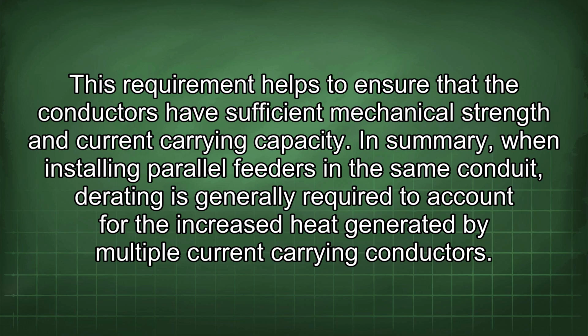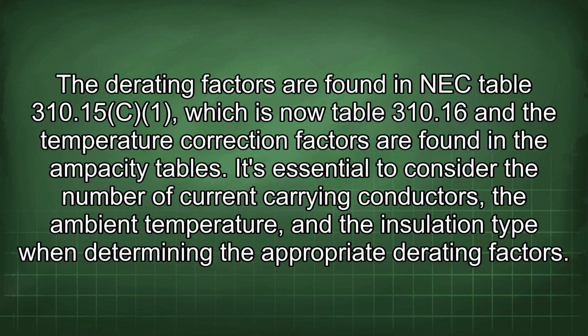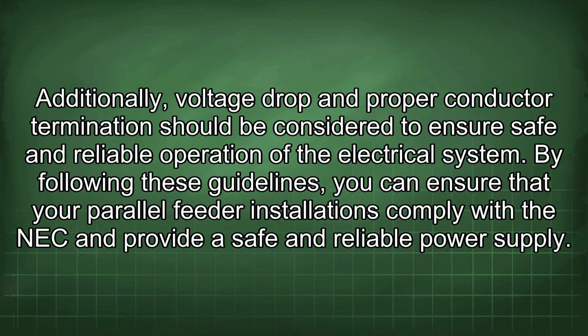In summary, when installing parallel feeders in the same conduit, derating is generally required to account for the increased heat generated by multiple current carrying conductors. The derating factors are found in NEC Table 310.15, which is now Table 310.16, and the temperature correction factors are found in the ampacity tables. It's essential to consider the number of current carrying conductors, the ambient temperature, and the insulation type when determining the appropriate derating factors. Additionally, voltage drop and proper conductor termination should be considered to ensure safe and reliable operation of the electrical system.